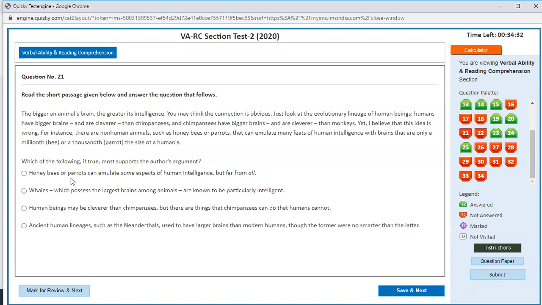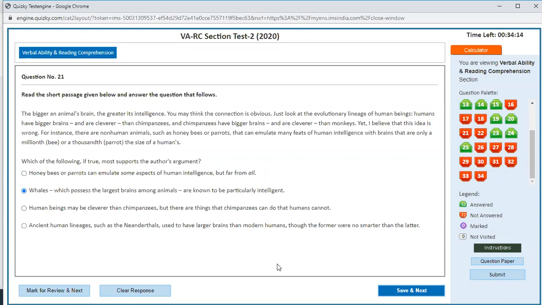Okay, let's see. Honeybees or parrots can have some aspects of human intelligence, but far from all. Size बड़ा नहीं, मुझे on contrary चाहिए. Whales, which possess the largest brains among animals, are known to be particularly intelligent. नहीं, मुझे on contrary चाहिए कि भैया जितना बड़ा brain था उतना ही बड़ा गधा जानवर था. So this is on contrary.